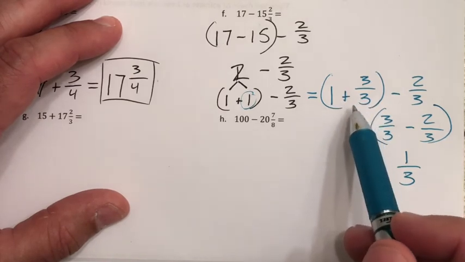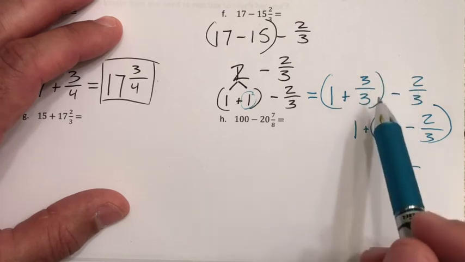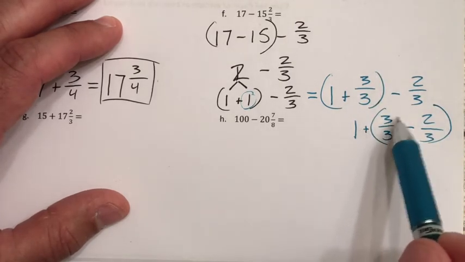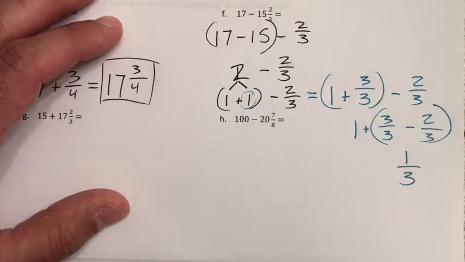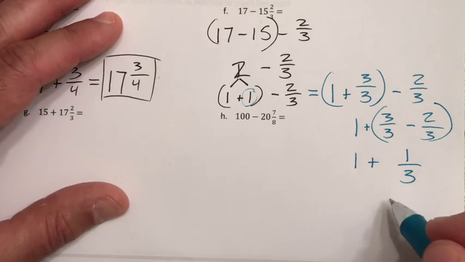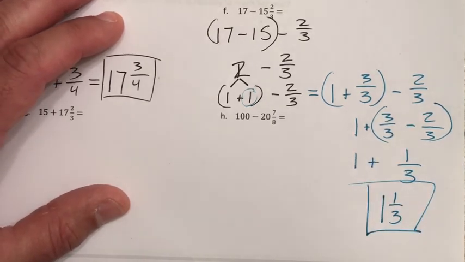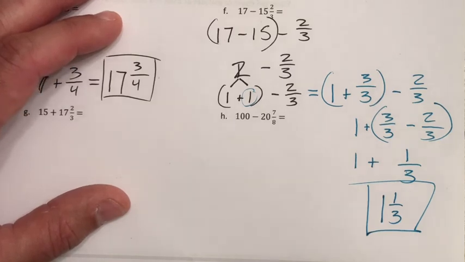1 plus 3/3, again, that's 1 plus 1 is 2. And then what I did is change the parentheses here. So 1 plus 3/3 minus 2/3. I know 3/3 minus 2/3 is 1/3, and then we have that 1 plus, giving us a total of 1 and 1/3 left over. That's all we have to do. Again, I'm sorry about the whole not fitting on the screen.